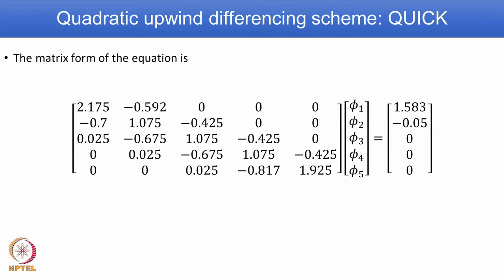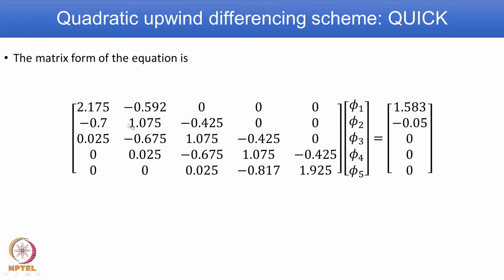Now this needs to be put in the form of a matrix, so that is what you will see here. In the form of a matrix it is shown: there is one coefficient matrix, then there is one unknown column vector, and that is equal to another known column vector. So in this, phi 1 to phi 5 are nodal values to be determined, and corresponding coefficients are written in this adjacent coefficient matrix.